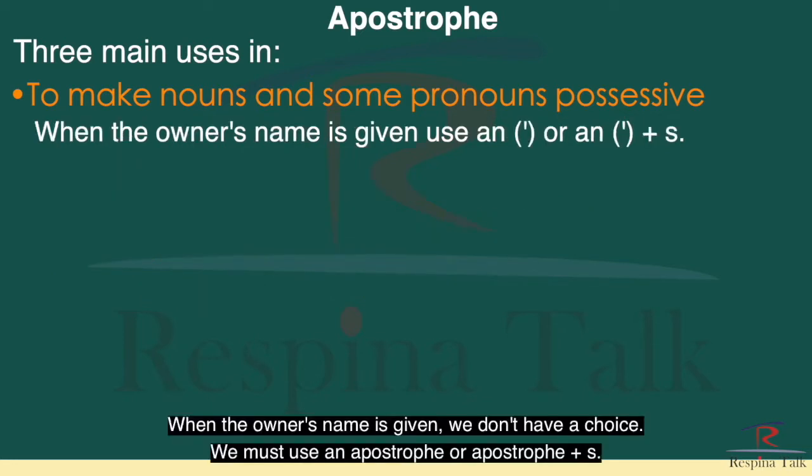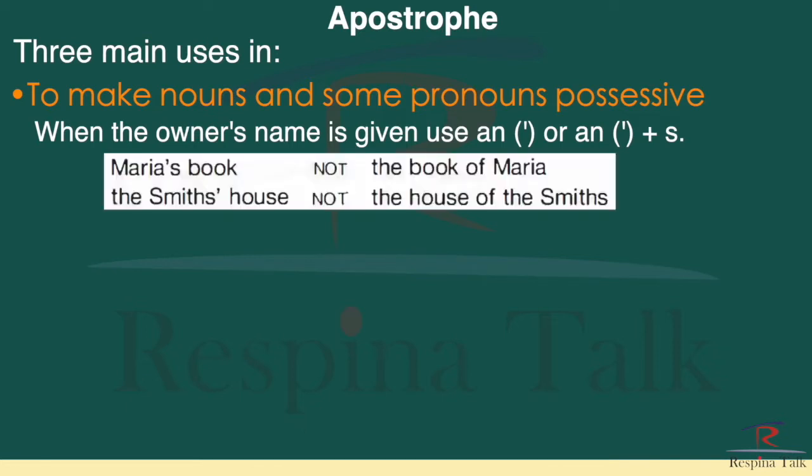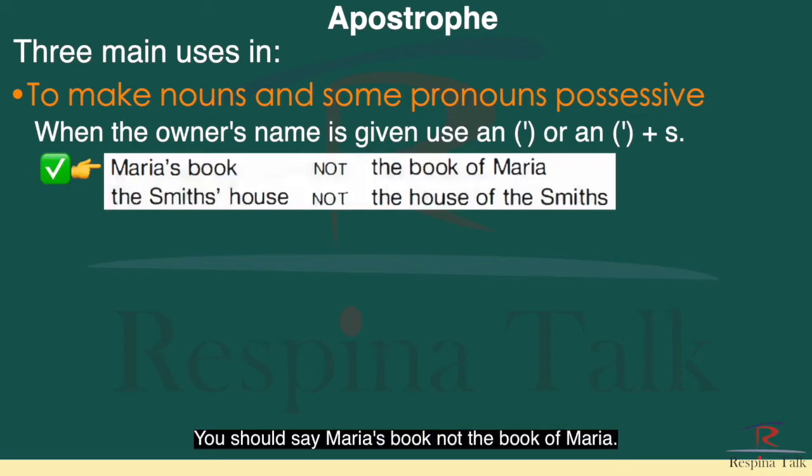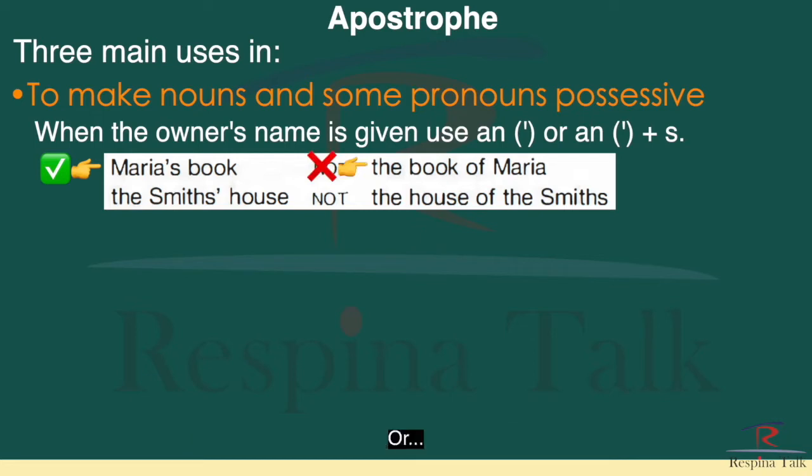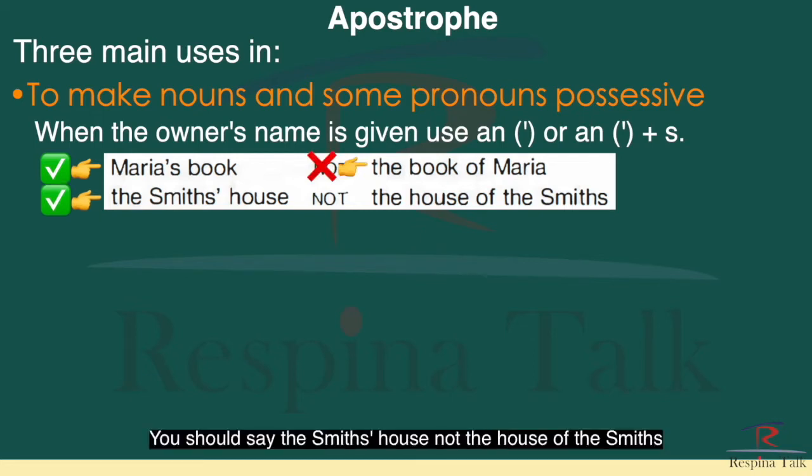When the owner's name is given, we don't have a choice. We must use an apostrophe or an apostrophe plus s. Look at these examples. Maria's book. You should say Maria's book, not the Book of Maria. Or you should say the Smith's house, not the house of the Smiths.